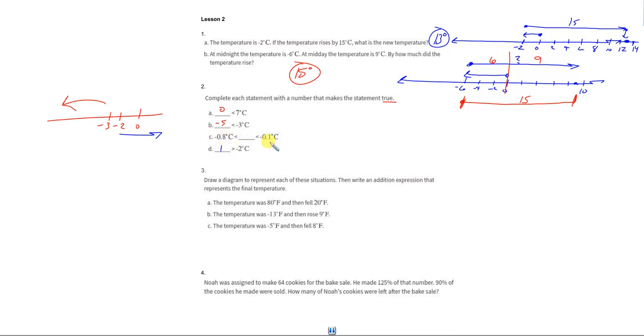But C is a little bit different of an animal. Notice that you have this less than kind of back-to-back thing. Anytime you see a situation like this where this number is smaller than this, and this number is bigger than that and it's smaller than that, that's kind of giving you like a range in which you have to pick your number. Okay. And so the range that we're dealing with here, the two numbers that we're talking about, are in a very specific portion of the number line.